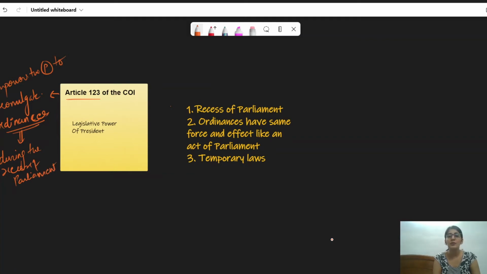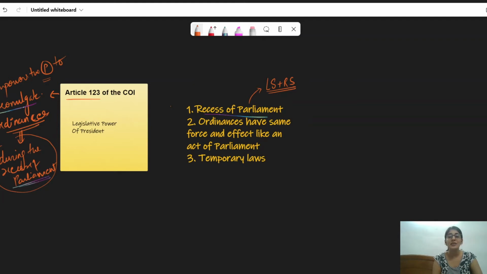You have to remember these words that I'm using here. For instance, you have to remember the word promulgate. Promulgate in the sense that he will issue an ordinance during the recess of the Parliament. This recess of the Parliament is very important. When I'm using the word Parliament, I'm talking about both the houses, that is the Lok Sabha and the Rajya Sabha. So the first thing you've understood up till now is that the president is empowered by Article 123 to promulgate ordinances during the recess of the Parliament. This is a very important aspect.